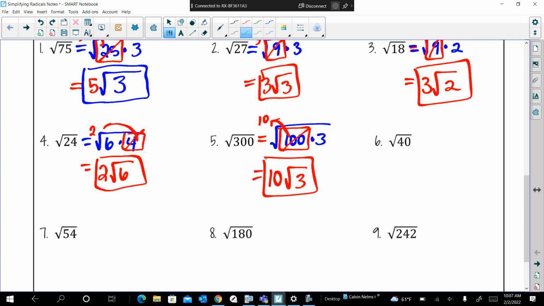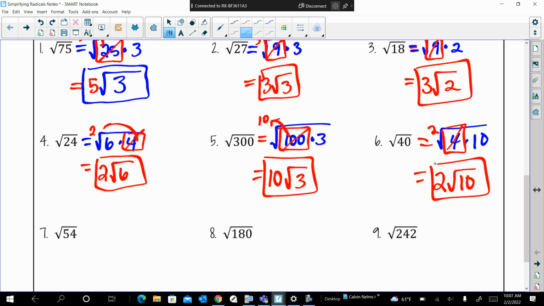What about 40? 4 and what? Yep, 4 and 10. So 4 times 10 gives me 40. 4 is the perfect square. The square root of 4 is 2. So the answer is 2 root 10. So you've got to know your multiplication facts, okay? You've got to know your times tables to do this efficiently. I mean, you can do it without, but you've got to know.